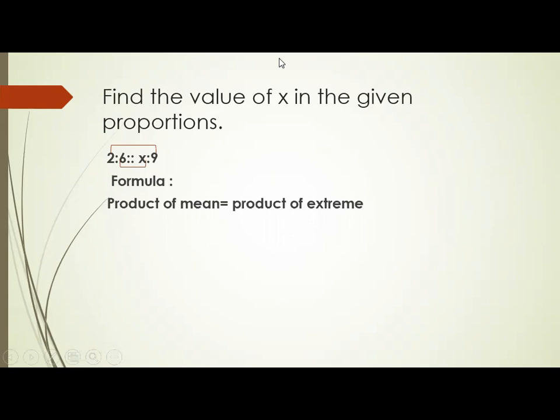Now in this question, let's find the product. Let's find the extremes. 2 and 9 are the extremes. The first and the fourth terms are called the extremes, and the second and the third terms are called the means. So 6 and x are the means, and 2 and 9 are the extremes. Here we can write 6 into x is equal to 9 into 2. 9 twos are 18.